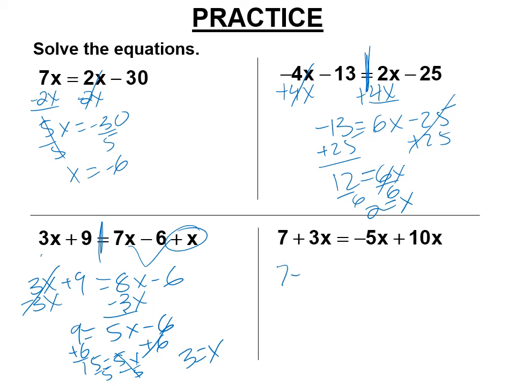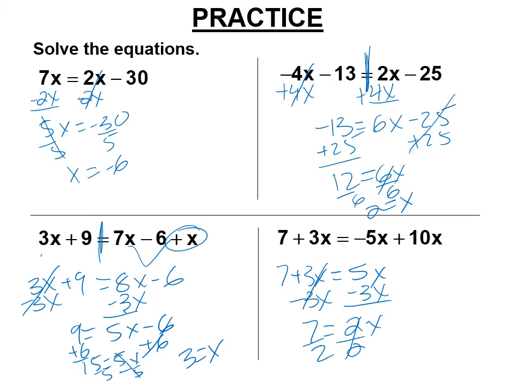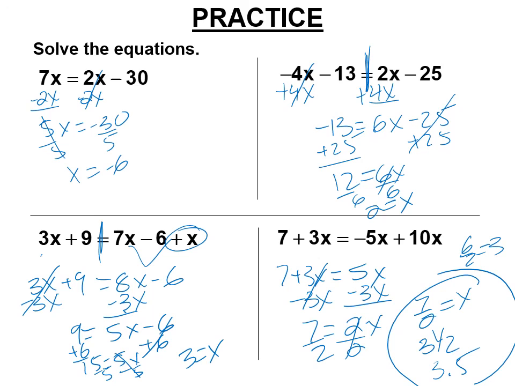Okay, 7 plus 3x equals negative 5x plus 10x. So I haven't done, yes I have, 5x. Okay, so what are we going to do here? We're going to subtract 3x from both sides. 7 equals 2x. Divide by 2. We're going to get a fraction. 7 halves. Perfectly good fraction. 6 halves is 3, so it's also 3.5. Any of those is good.